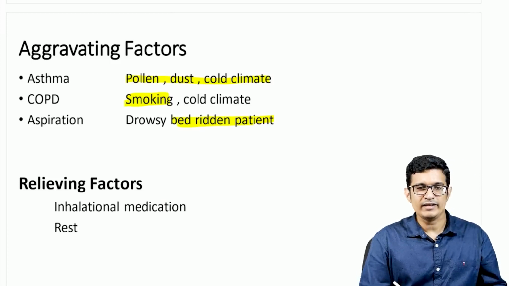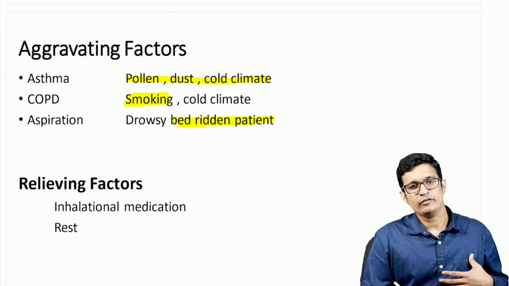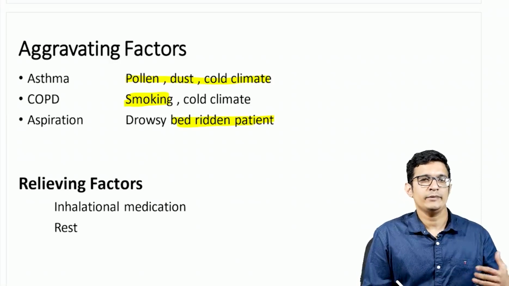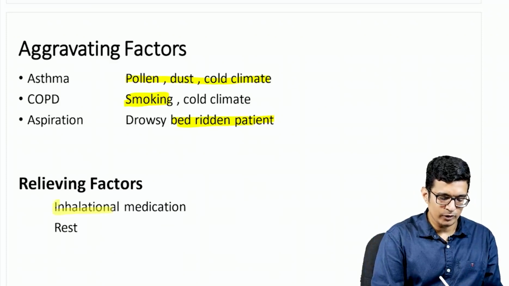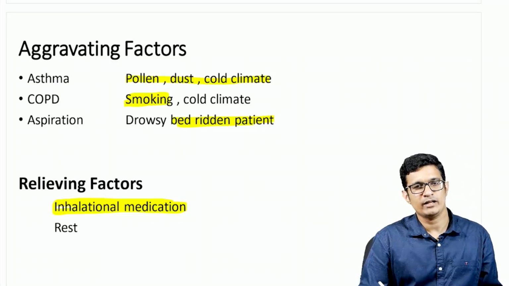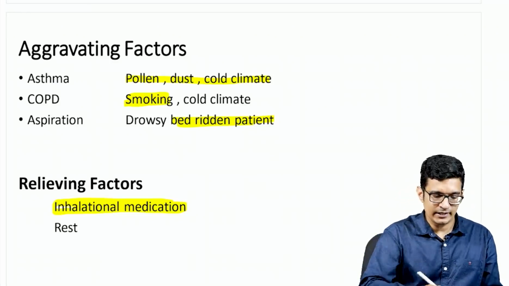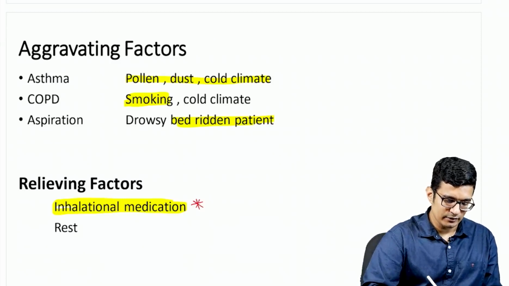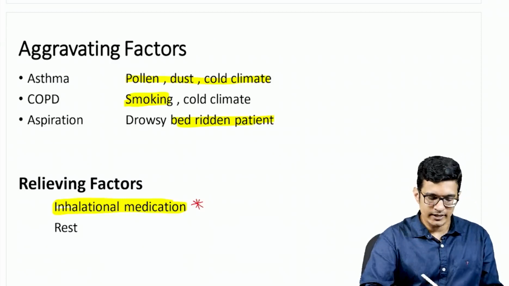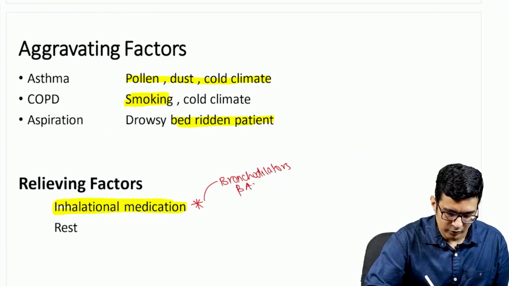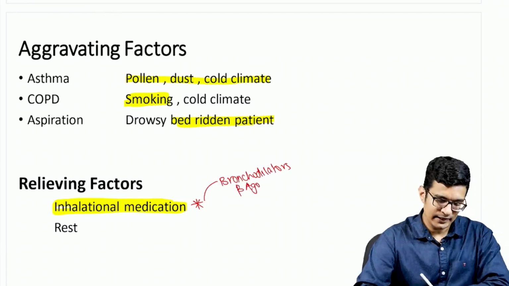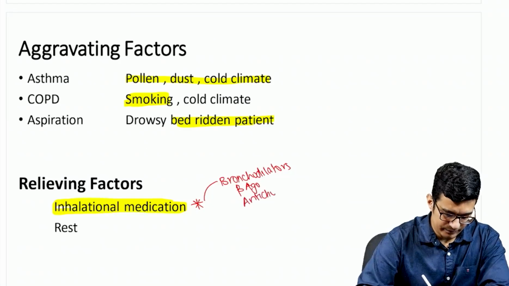Okay, and the relieving factors: if the breathlessness is of cardiac origin, then it could be relieved by taking rest itself. But if it is due to a bronchospasm or bronchoconstriction, as in the case of chronic obstructive pulmonary disease and bronchial asthma, the breathlessness will be relieved by taking inhalational medications. So inhalational medications are generally bronchodilators in the form of beta agonists, okay, and anticholinergic agents.